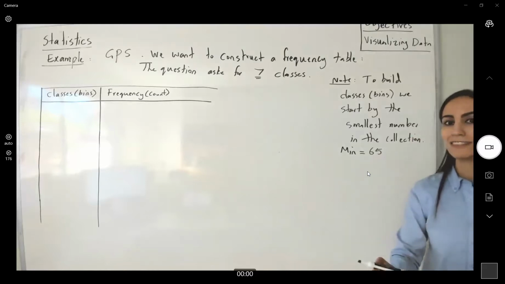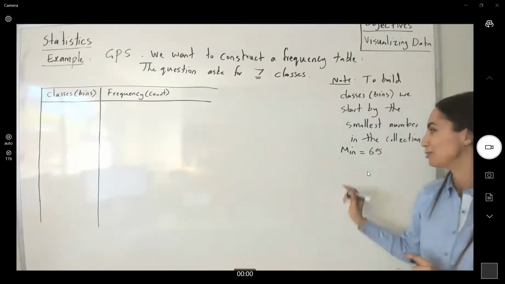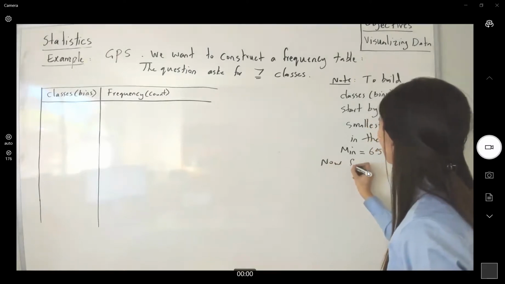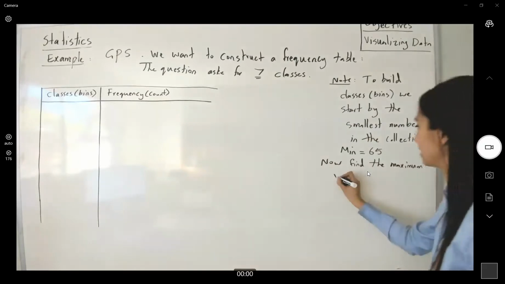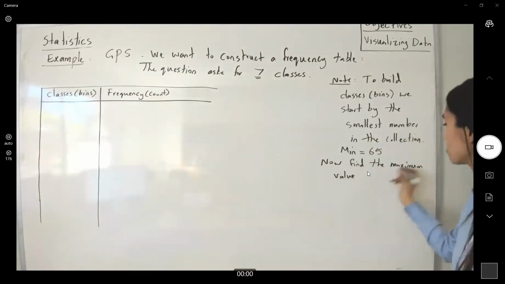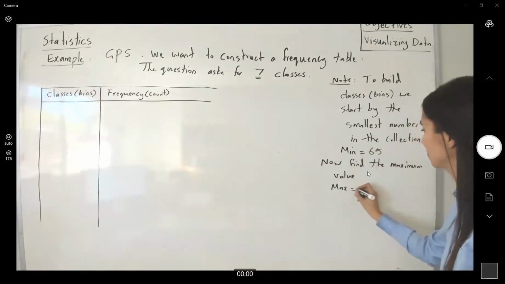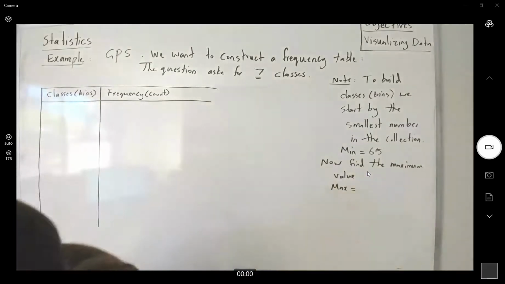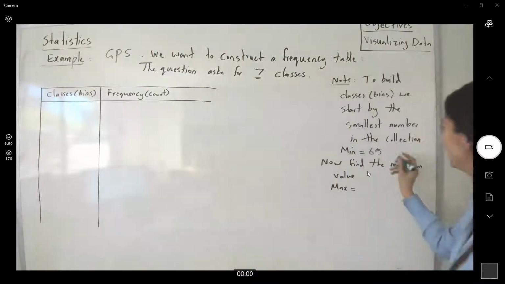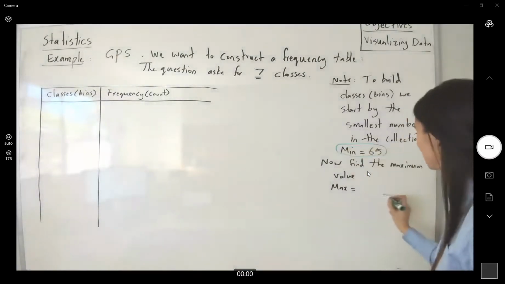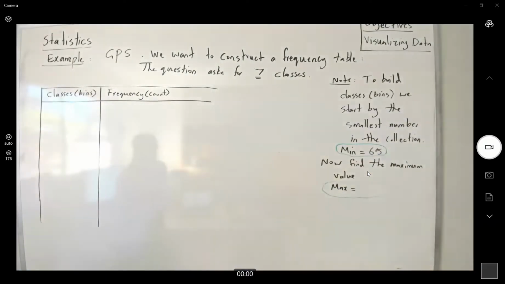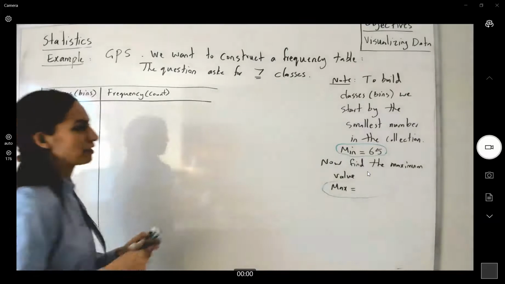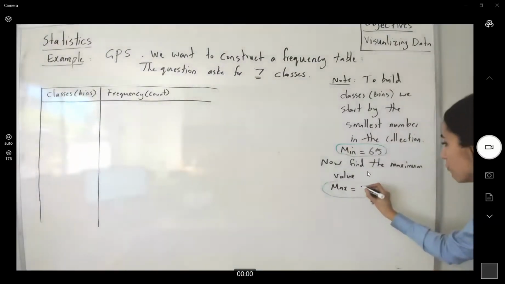We also need the maximum value. Now find the maximum value. What is the maximum value in the collection? 340. What is the maximum number? 340. Thank you very much. 340.